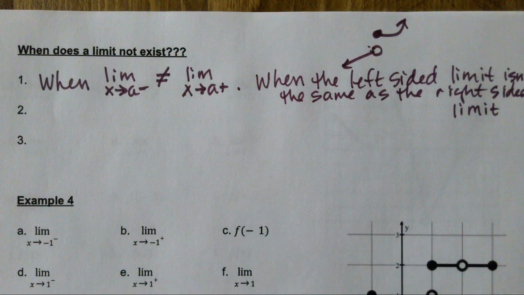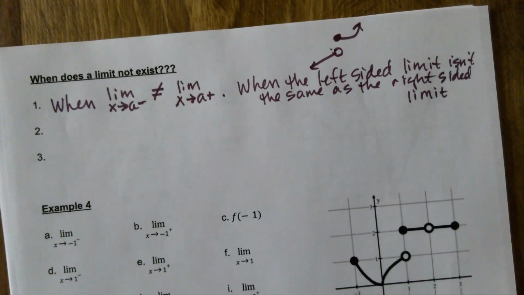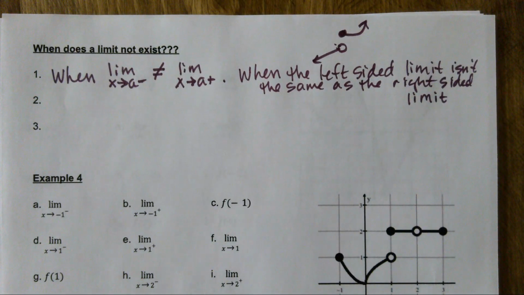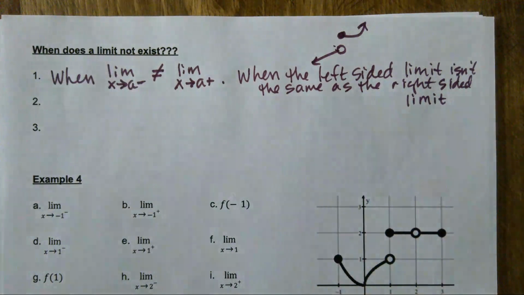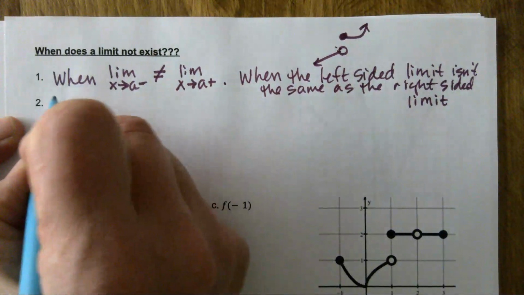When else does a limit not exist? Well, it's kind of the same thing as what I said in number 1, but it's not what we've discussed at all yet. And that is when there is an asymptote. No, the graph has to go through.